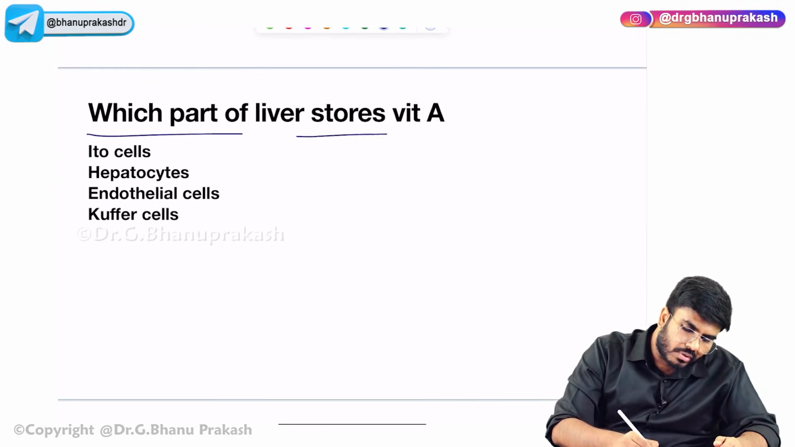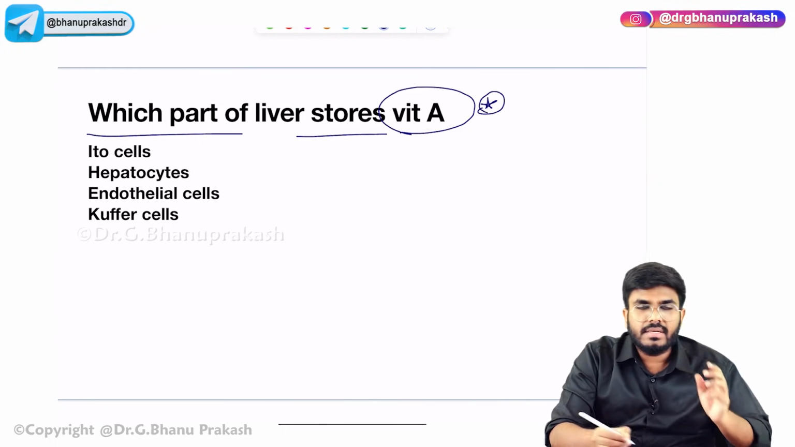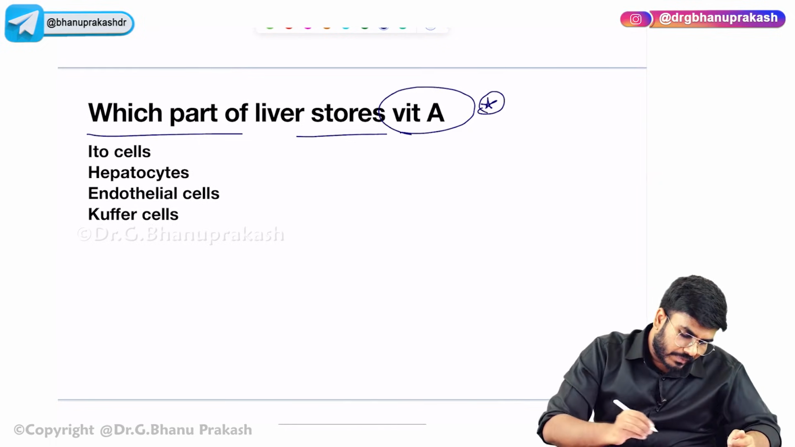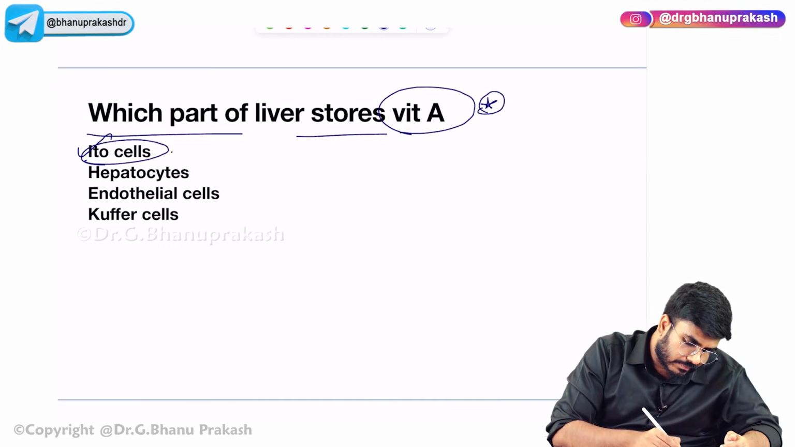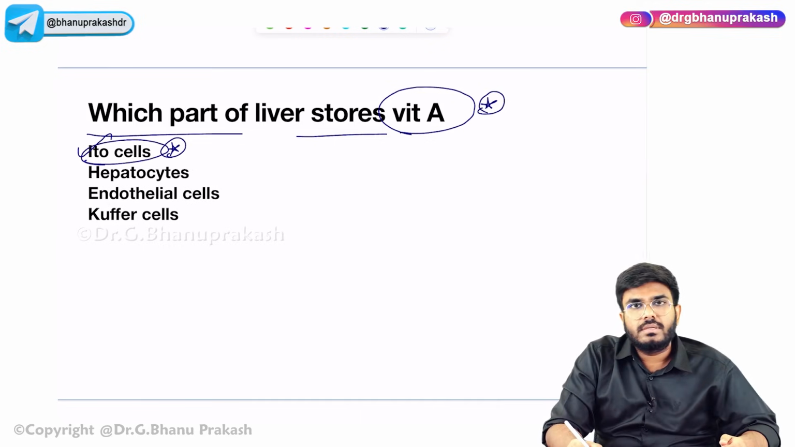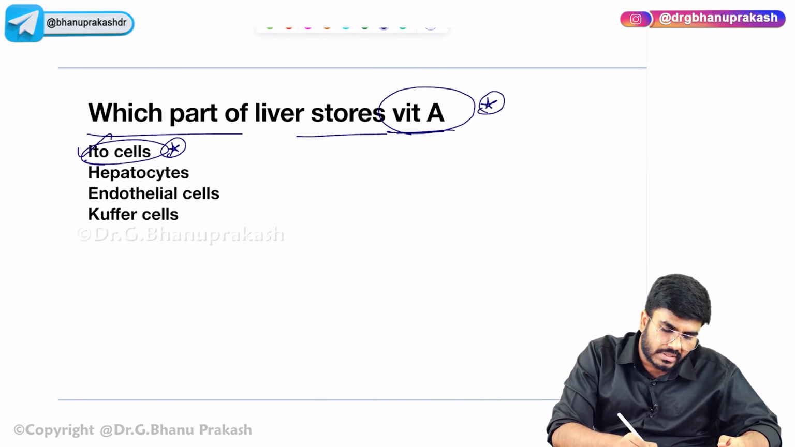Which part of the liver stores vitamin A? Okay, vitamin A is actually stored in the liver. It is the Ito cells. Ito cells are those cells which store vitamin A.